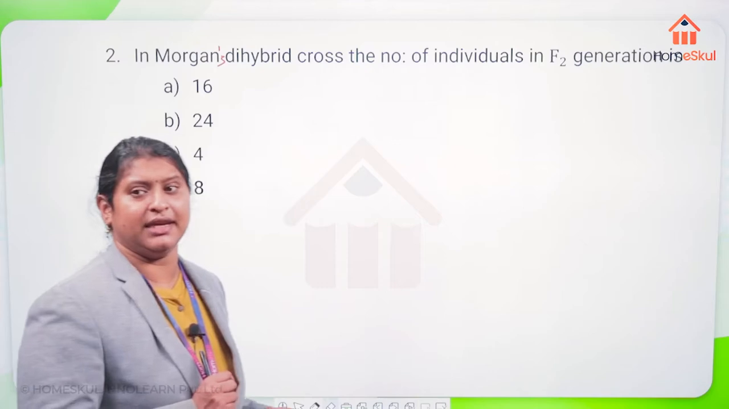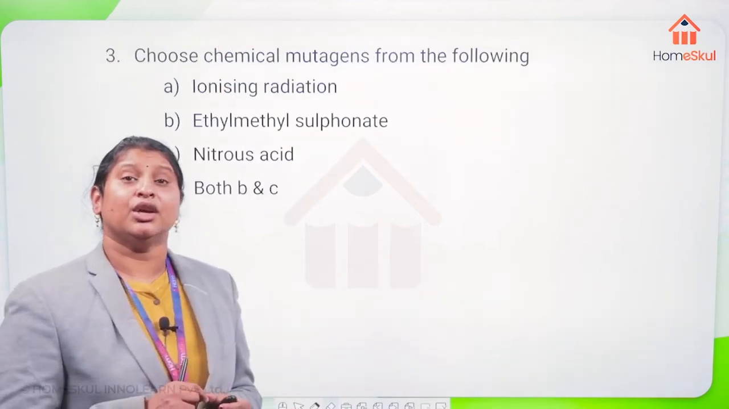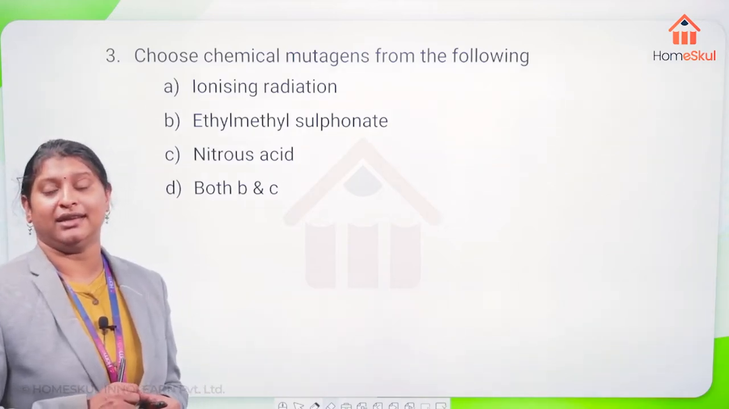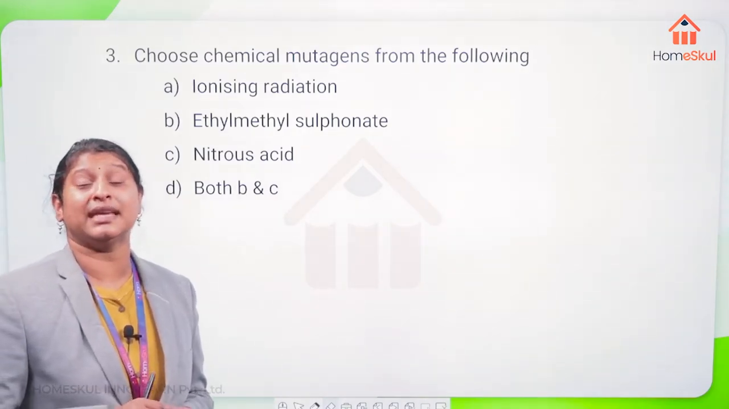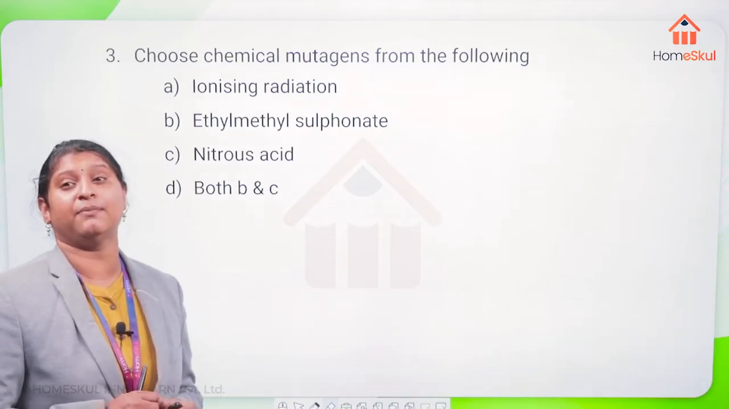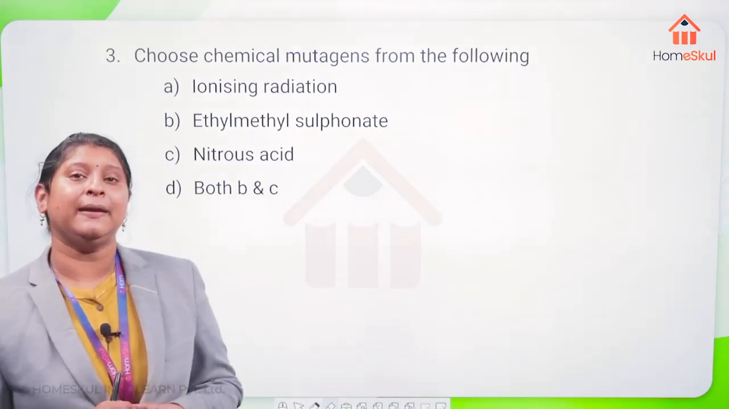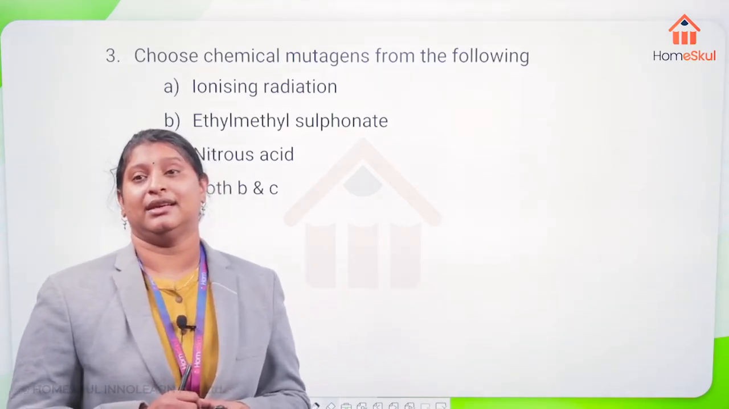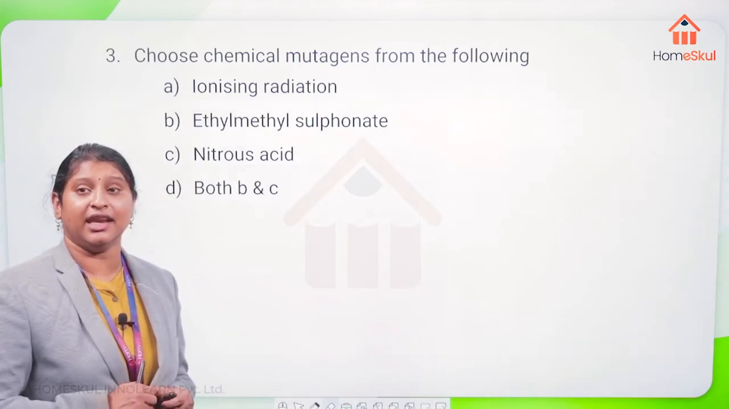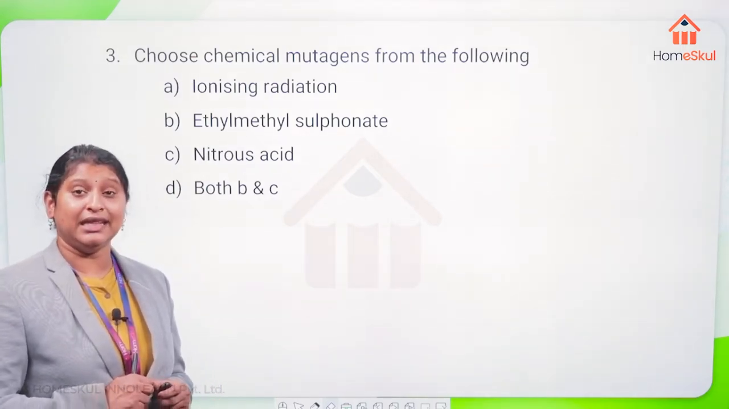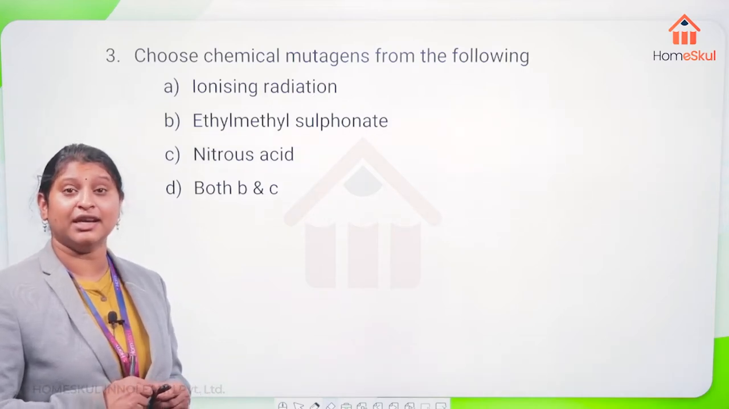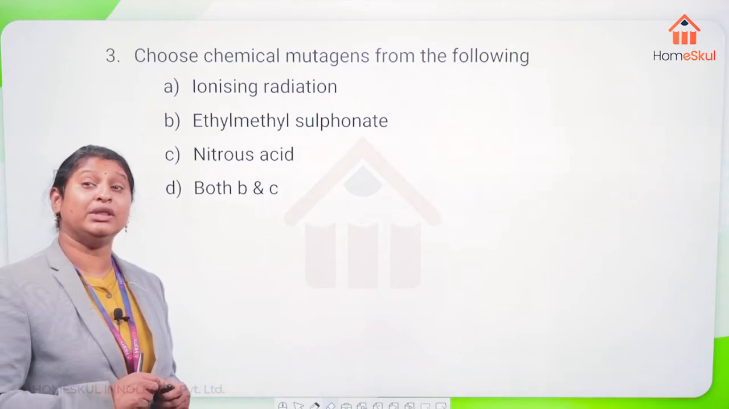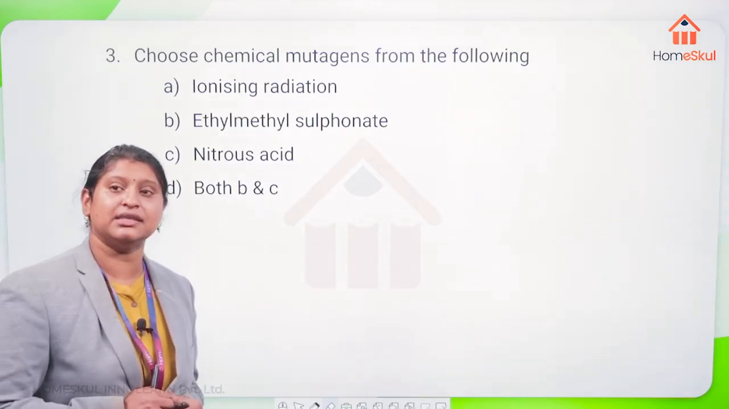Moving on to the next question: choose the chemical mutagens from the following. Which are the chemical mutagens? Option A, ionizing radiation. Option B, ethyl methyl sulfonate. Option C, nitrous acid. Option D, both A and C. Can you answer this question?